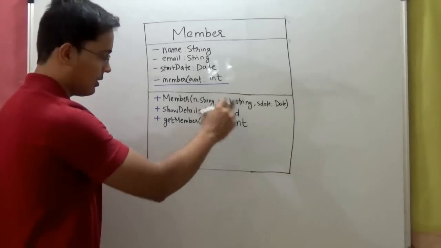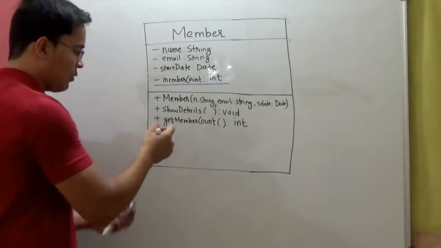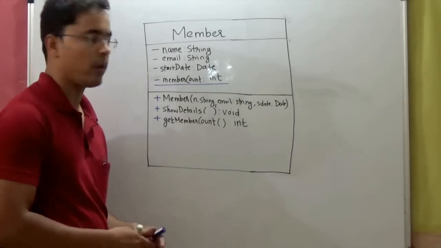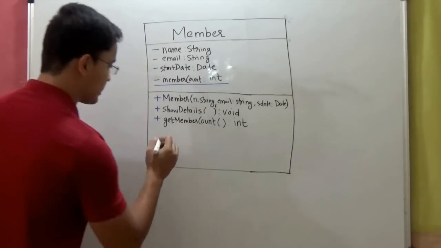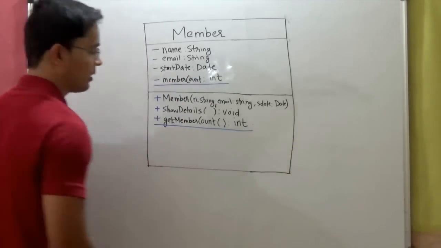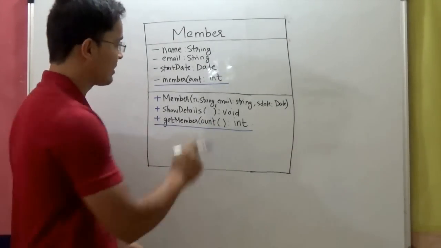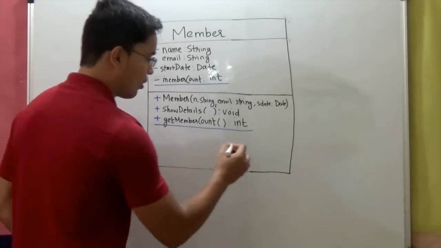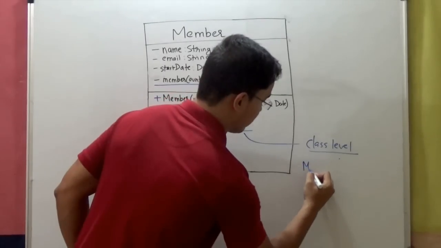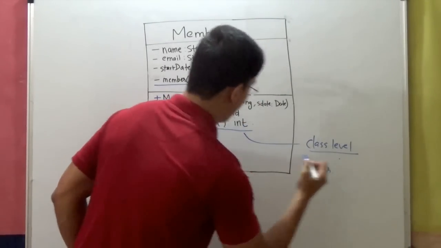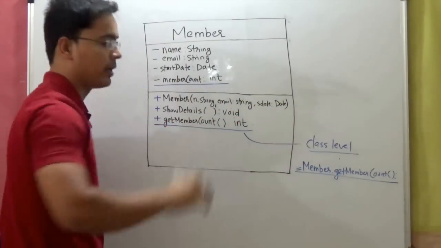So this is the return type, parameter list, name of the function, access specifier. Now, because this method is going to access a static data member, that is member count, we shall make it static. This is the way you make a method static, that is by underlining the method. Static methods can only access the static data members. These are called class level methods. That means you can invoke it like member dot get member count. Like this, I can call it and collect this value and print it.